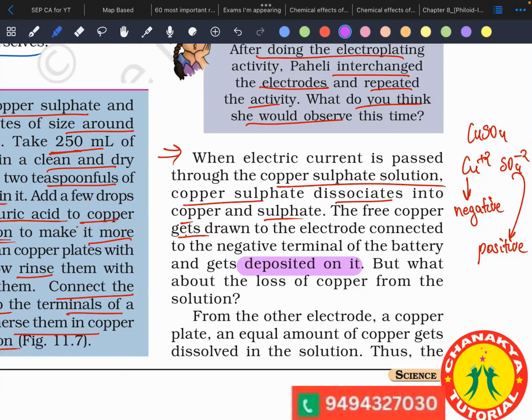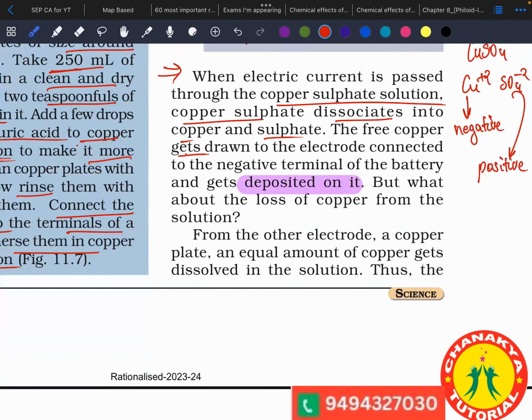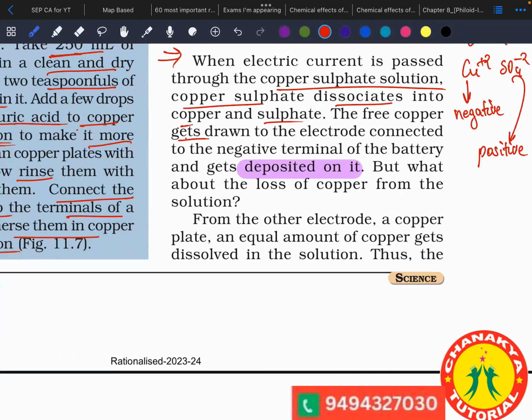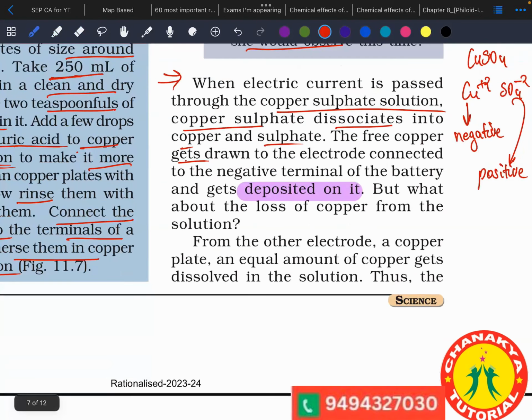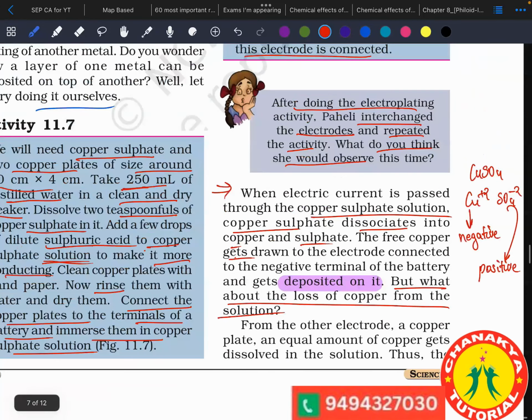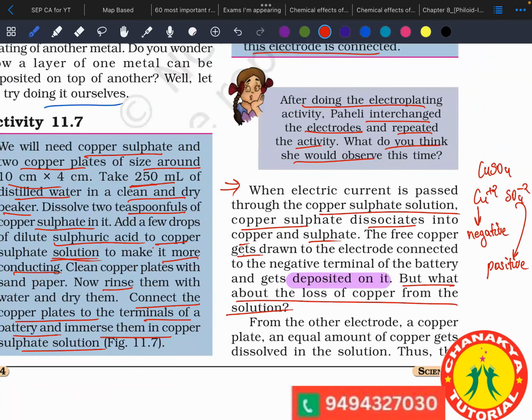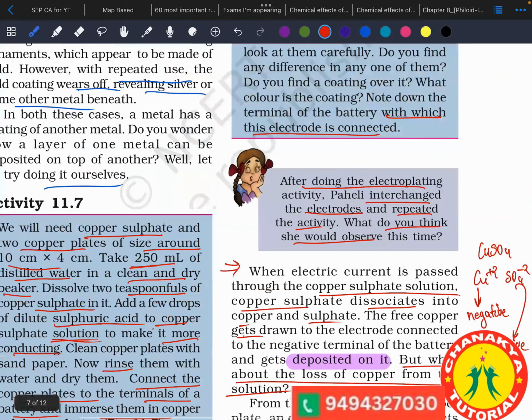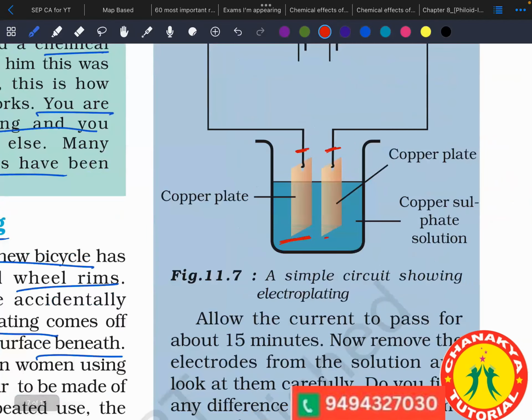Okay, but what about the loss of copper from the solution? From the other electrode, a copper plate. Okay, it is asking what about the loss of copper from the solution? Can you tell me? So from the other copper plate, the copper gets deposited in the solution so that it gets attracted towards the negative terminal again. Perfect. Okay, so we are using two copper plates, and the solution is also copper sulfate solution.